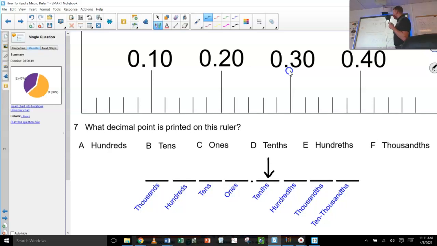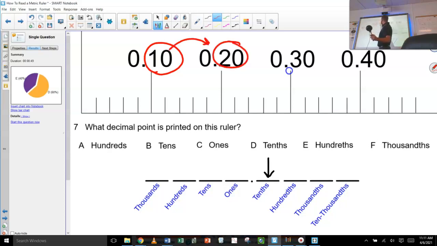Okay, so you're looking at this number, and when you go from this number to this number, that went up by 0.1, right? A tenth. And when you went from this number to this number, that was another tenth, right? So these are tenths. Tenths is D, and you said you picked E? Oh, okay. And I accidentally did it.